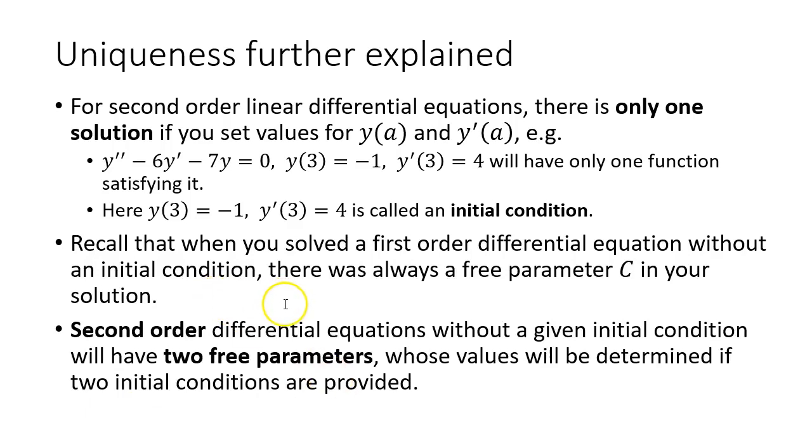Now recall that when you solved a first order differential equation without an initial condition, there was always a free parameter c in your solution, right? And that c was only determined after you were provided an initial condition. Same goes for second order. Second order differential equations without a given initial condition will have two free parameters, because only after providing two initial conditions can you determine those two free parameters. So third order will have three free parameters, fourth order will have 4 free parameters, and so on and so on. That's what the uniqueness theorem means.